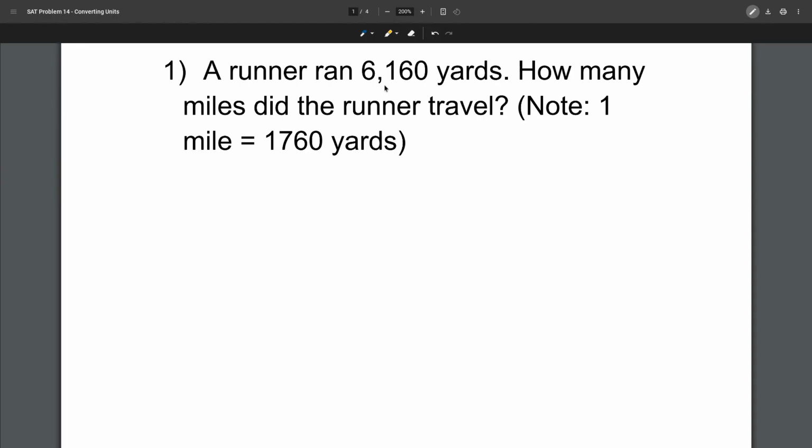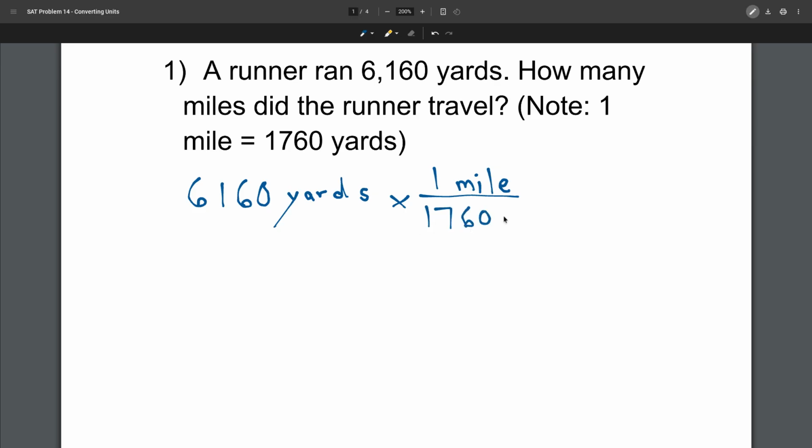A runner ran 6,160 yards. How many miles did the runner travel? Okay, so we have this note here. 1 mile equals 1,760 yards. So we're going to start with our 6,160 yards, and we want to convert this to miles. So we're going to multiply by a conversion factor. So for every 1 mile, we travel 1,760 yards.